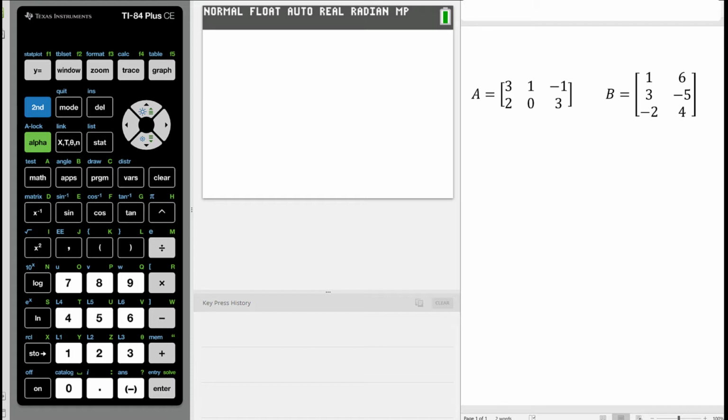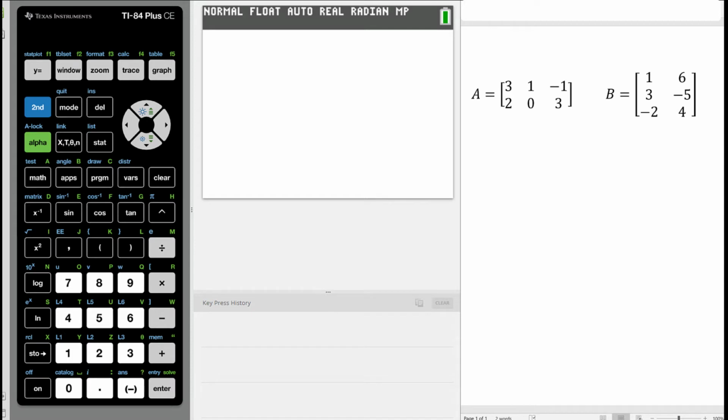Matrix B is a matrix of order 3 by 2. I will now list off the entries by row from left to right. In row 1 for matrix B, we have 1 and 6. Row 2 is 3 and negative 5. Row 3 is negative 2 and 4.